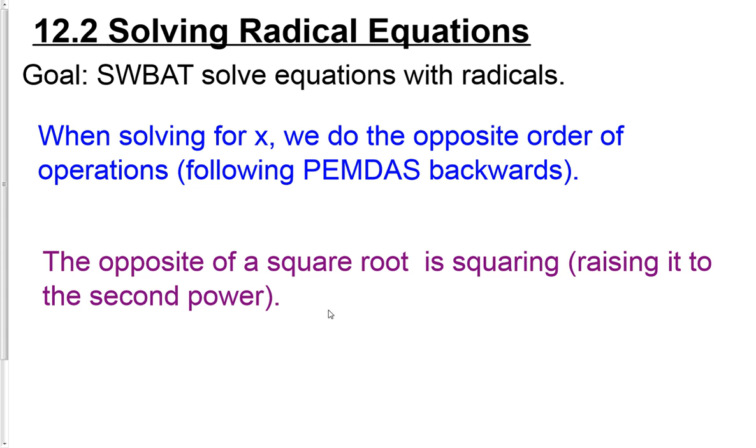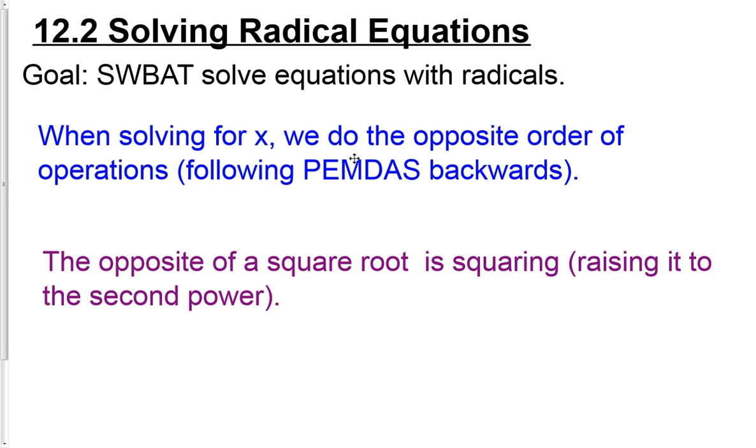Today's lesson is 12.2, solving radical equations. Today we will be solving for x in equations that have square roots in them. When solving for x, we generally do the opposite of order of operations because we're basically unwrapping the problem, usually adding to the opposite sides in order so that we can multiply or divide from the opposite side. So we can just solve for 1x, because 8x plus 3 equals something.